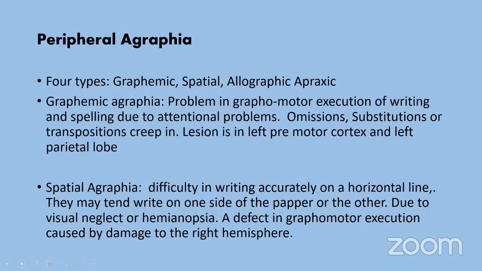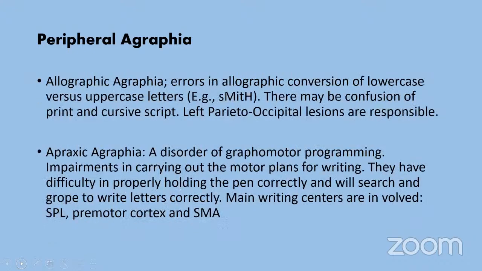The four types of peripheral agraphia are graphemic, spatial, allographic, and apraxic. Graphemic agraphia means there's a problem in graphomotor execution of writing and spelling due to attentional problems; omissions, substitutions, or transpositions creep in. There's a lesion in the left premotor cortex and left parietal lobe. Spatial agraphia means there's difficulty in writing accurately on a horizontal line. They may tend to write on one side of the paper or the other. That is due to visual neglect or hemianopsia. A defect in graphomotor execution caused by damage to the right hemisphere is the common cause for this.